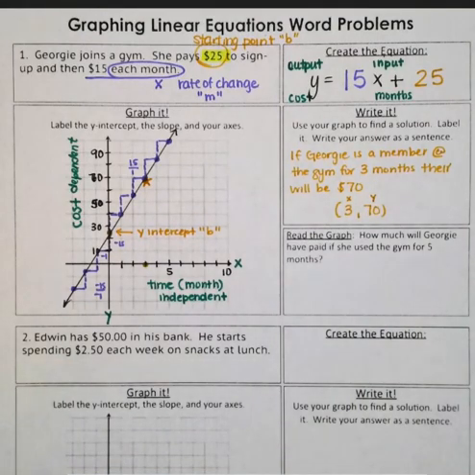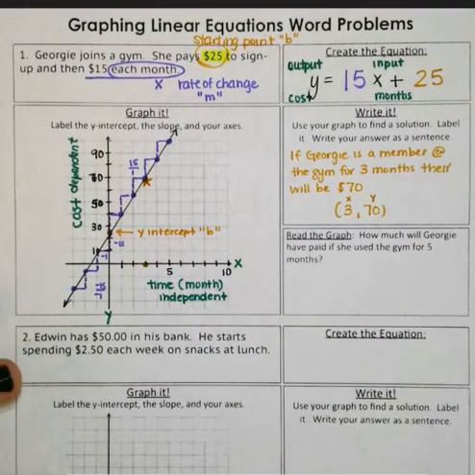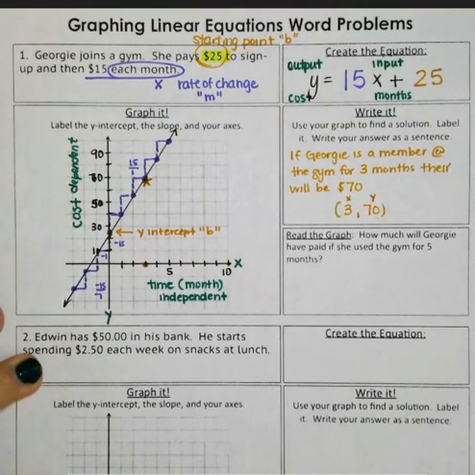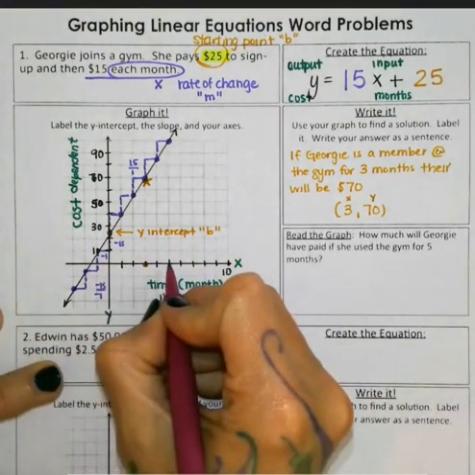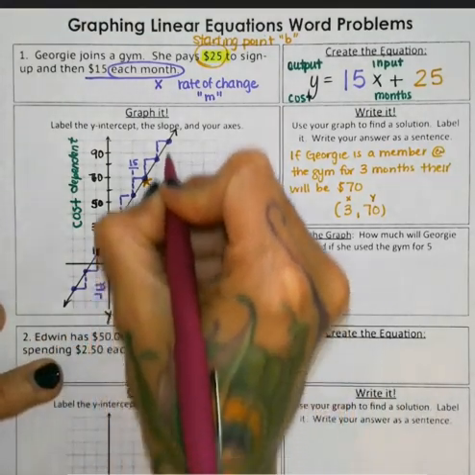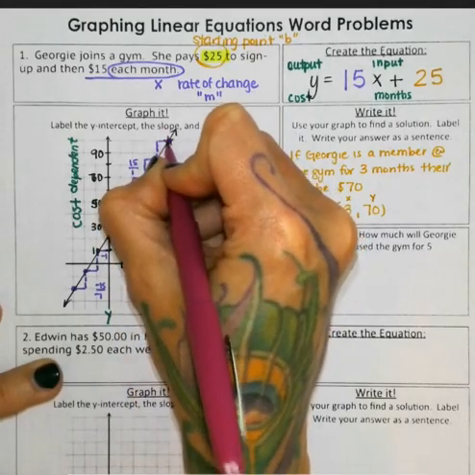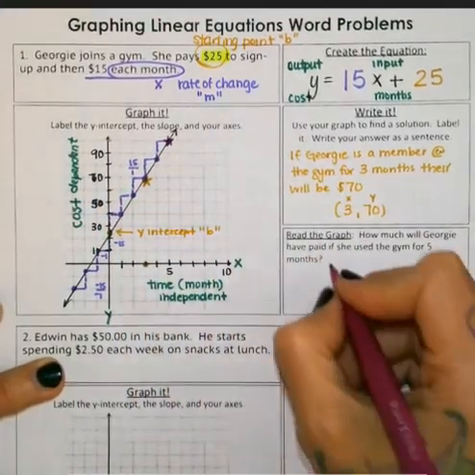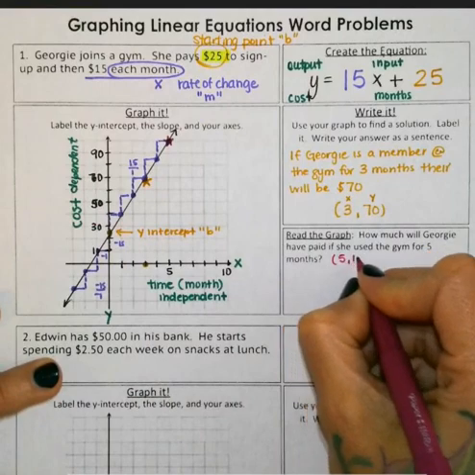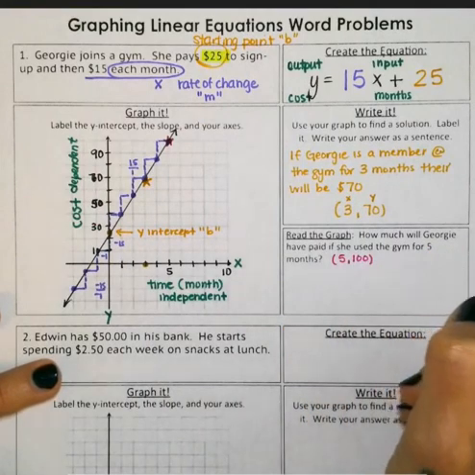Now, the next question here, it says, how much will Georgie have to pay if she used the gym for 5 months? So 5 months, we're going to go over to 5, and we're going to go up. Looks like $100. So that coordinate is 5 and 100.